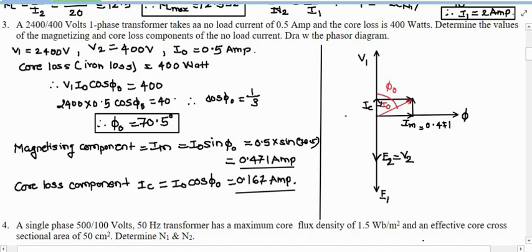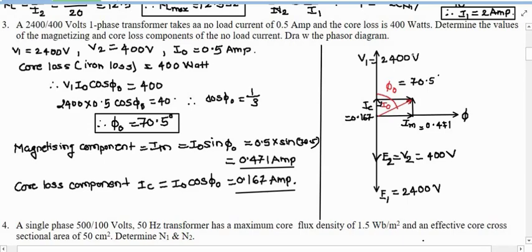What is your IC? IC will be 0.167. What is your E1? E1 is approximately equal to V1, so 2400 volt. My E2 and V2 will be the secondary rating of the transformer, 400 volt. What is phi 0? Phi 0 is equal to 70.5 degree. What is V1? V1 is equal to 2400 volts.